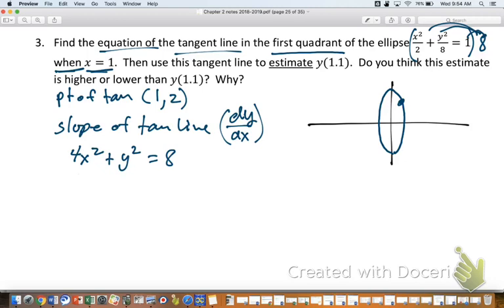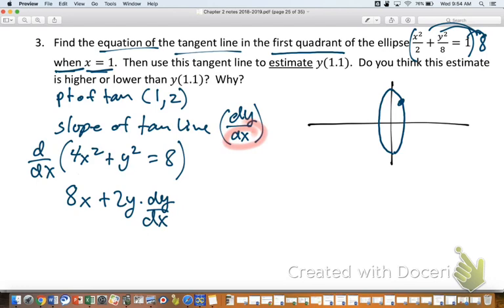So you tell me, if I'm looking for dy/dx, what do I have to do? I got to do d/dx. So I'm going to do d/dx to this whole thing. And again, I'm going to see if you guys can handle the details. What is d/dx of 4x squared? That's right. How about d/dx of y squared? 2y times dy/dx. And d/dx of 8 is 0. Okay, so to solve this, I need to subtract the 8x over, divide by 2y. dy/dx ends up equaling negative 4x over y? Does that look right?